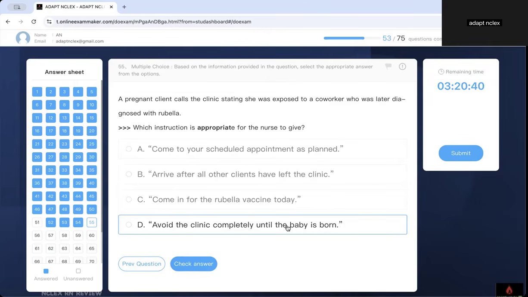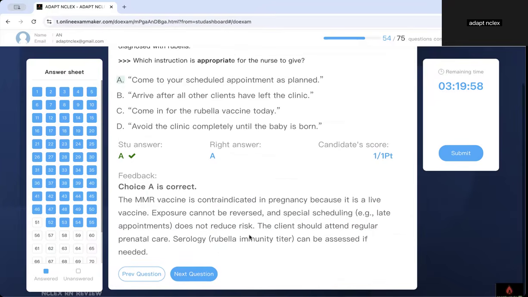Come to your scheduled appointment as planned. Arrive after all other clients have left the clinic. Come in for the rubella vaccine today. Avoid the clinic completely until the baby is born. You see how they can trap you? She's not going to avoid the clinic until the baby is born. We have trouble. She needs to be seen. She's pregnant, so she's not going to get the rubella vaccine. It's a live vaccine. Now you're left with A and B. Come right now or after. Coming later does not affect her exposure. She's scheduled today. See her. Very, very important. That's the concept.